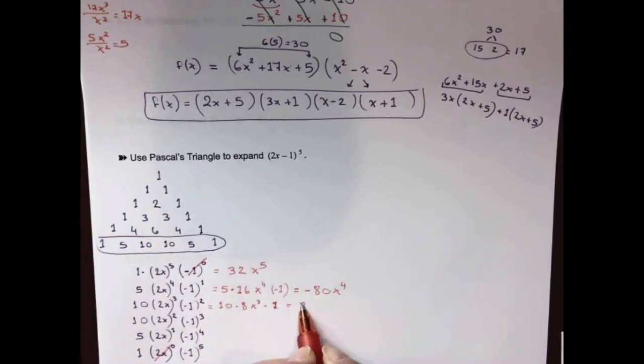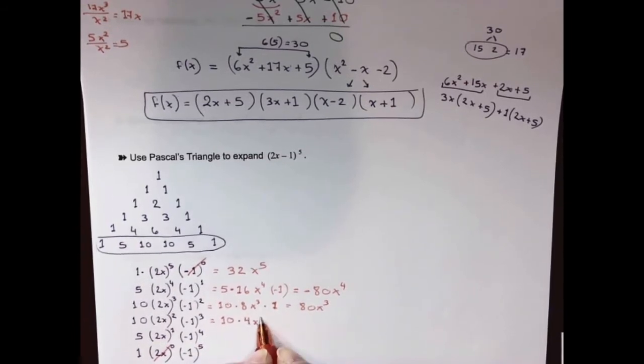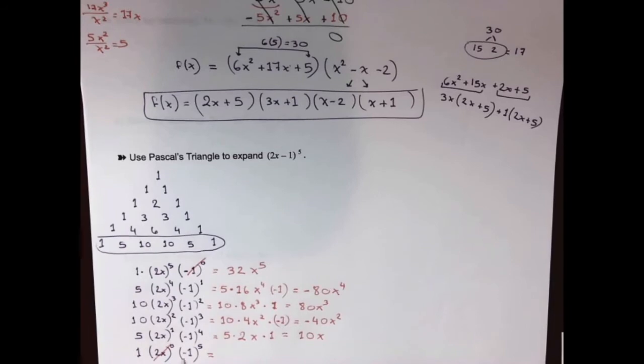So that will be an 80x cubed. Now we have 10. 2 squared is 4x squared, and negative 1 cubed is a negative 1. So that will be 40 times negative, which is negative 40x squared. Then I have 5 times 2 to the 1st, which is just 2x, and then negative 1 to the 4th is just 1, so that will just be 10x. And finally, we have a 1 times a negative 1 to the 5th power, which is just a negative 1.